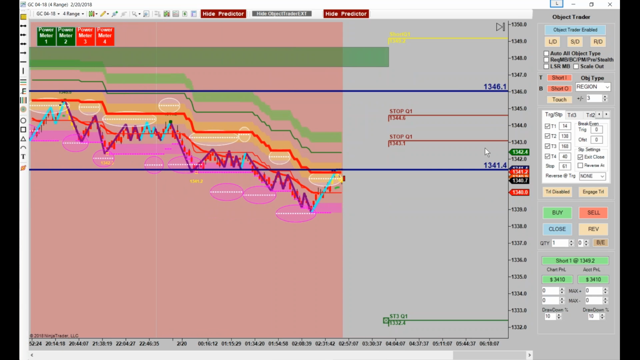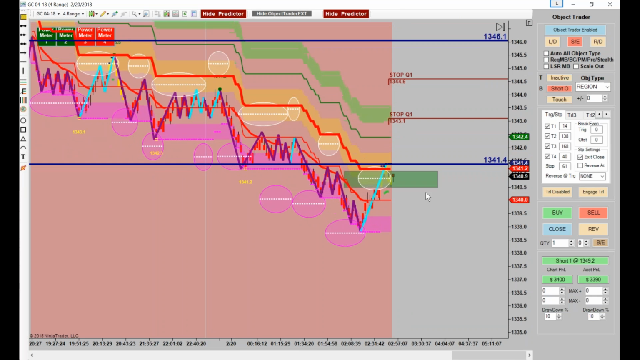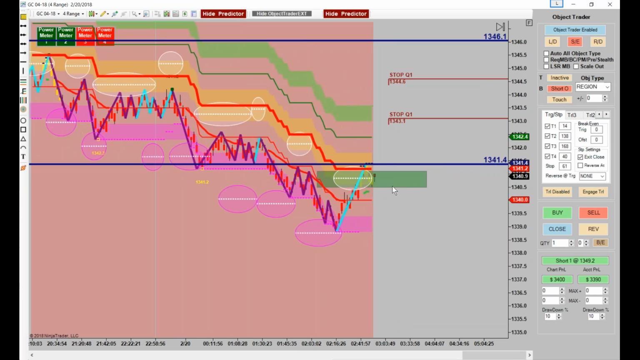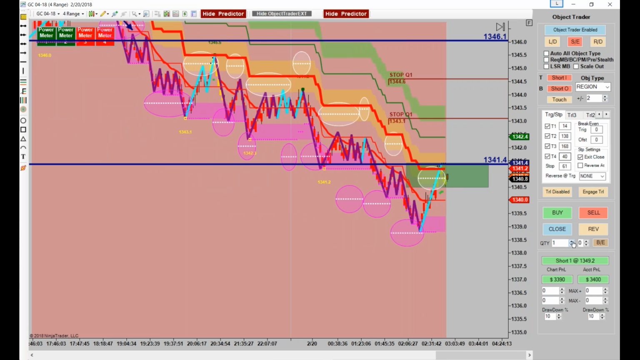Got our little green stealth. Wouldn't you say if you were getting up at 2 o'clock in the morning, you'd just box this in? I would. I'd do it like that. Just like that. And if it comes up and kisses that line, like so, I might even short that top. Touch plus, let's just do 2. And we'll do 2 contracts.